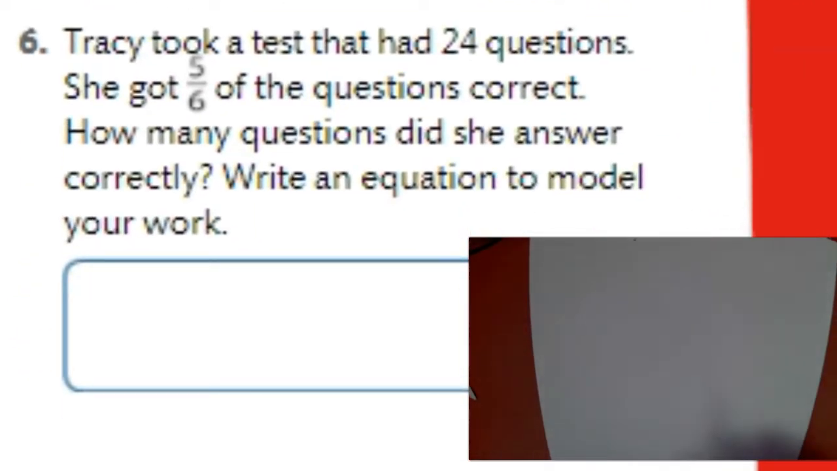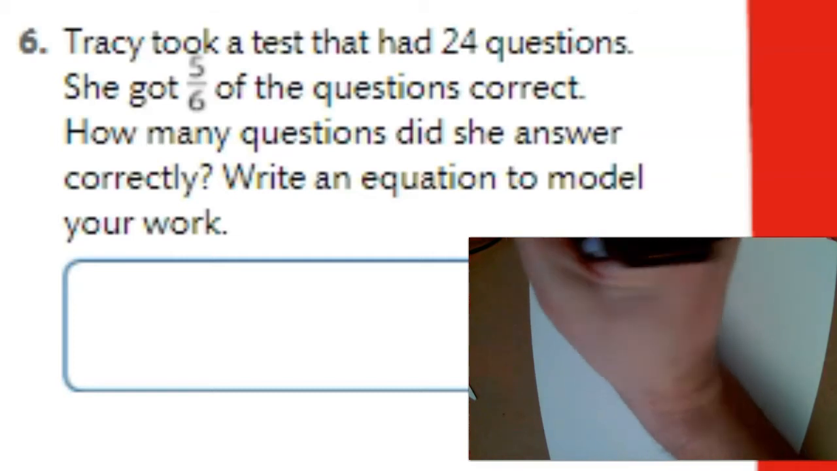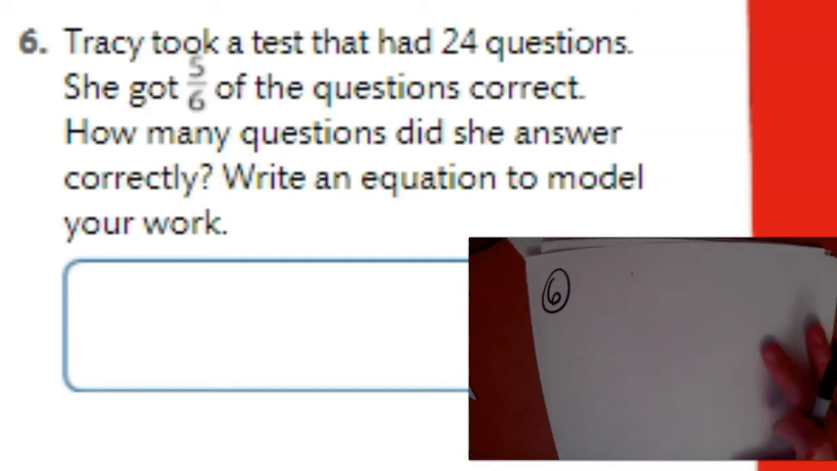Get a new page here. Number 6 is a word problem that we must read, and perhaps maybe read it more than once, if needed. It says Tracy took a test that had 24 questions. She got 5/6 of the questions correct. How many questions did she answer correctly? Write an equation to model your work.